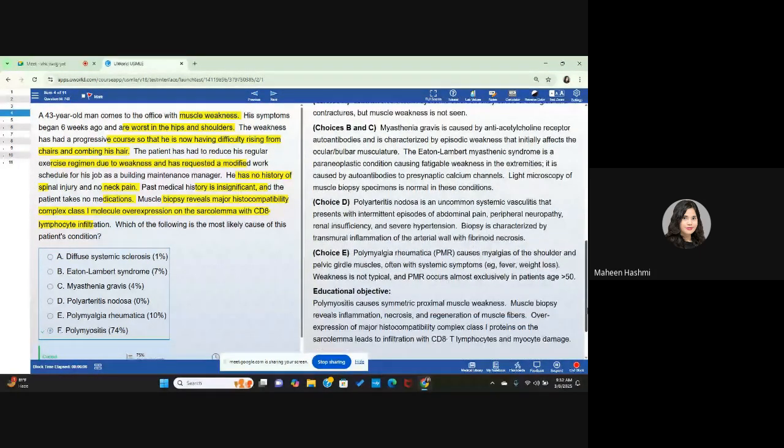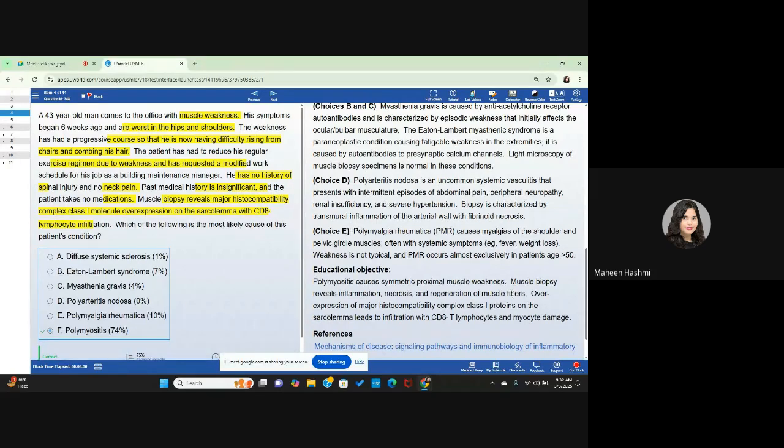If you go through this, they're talking about CD8 and how it's that. I think we have discussed polymyalgia rheumatica, polyarteritis nodosa, myasthenia, Lambert-Eaton, diffuse systemic sclerosis. Okay, what is systemic sclerosis? What do you mean by that?